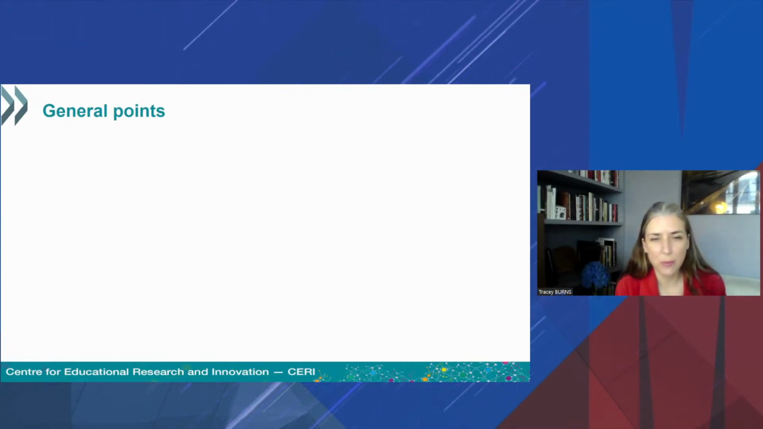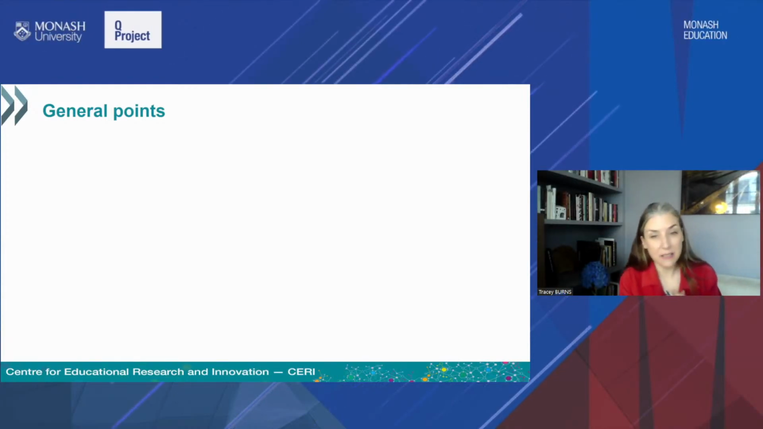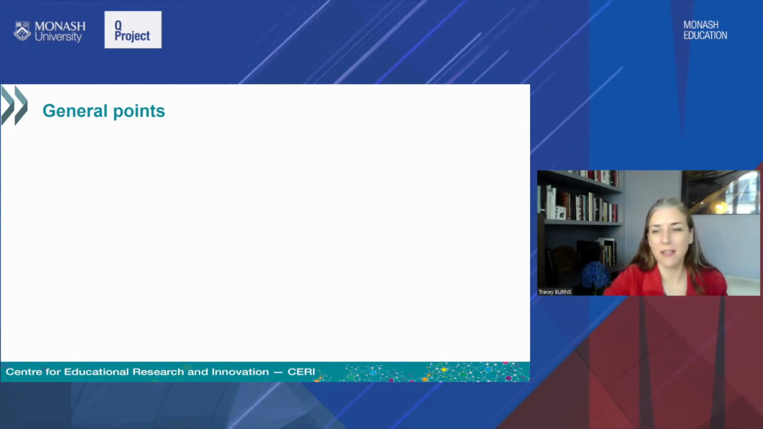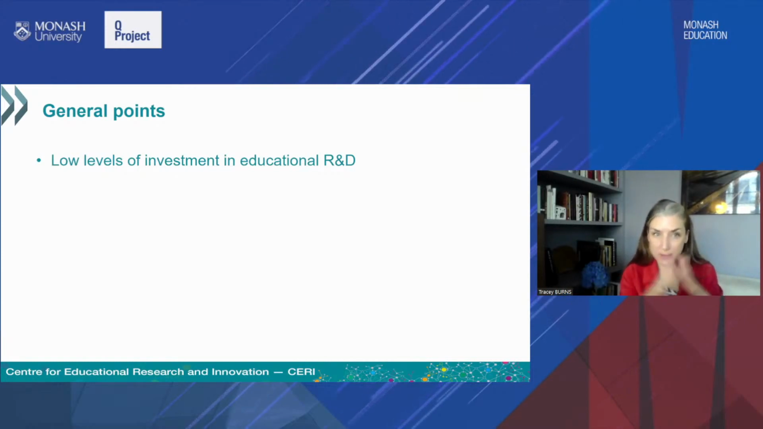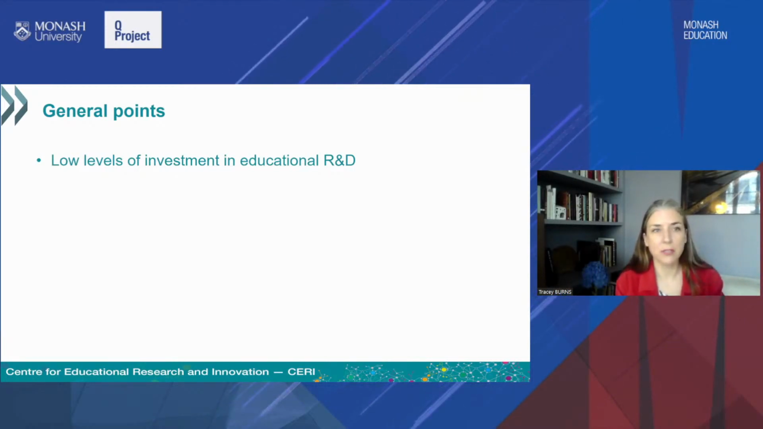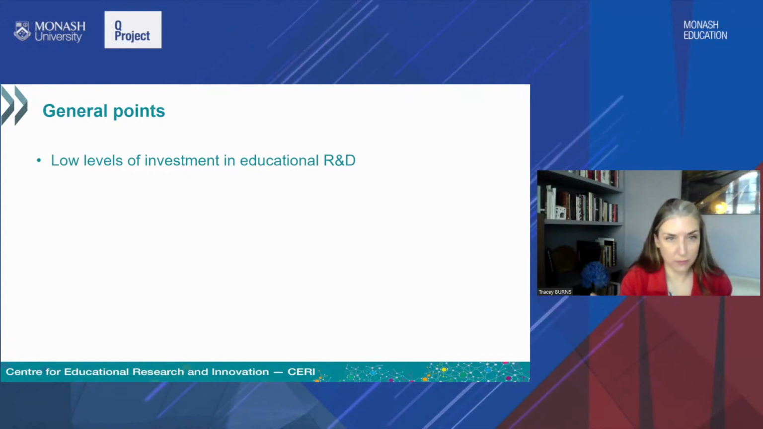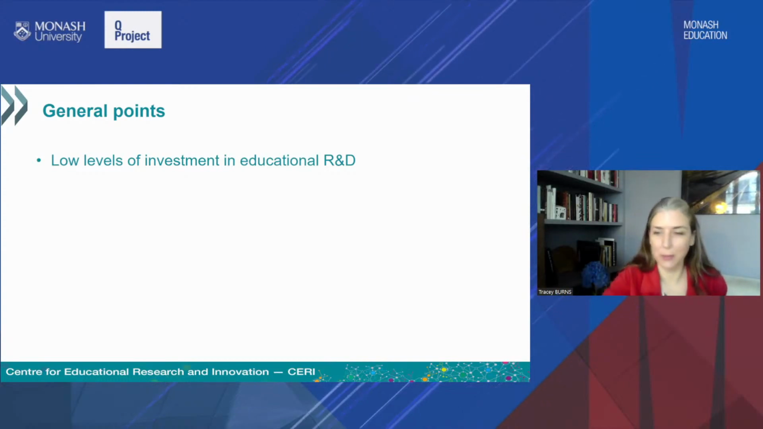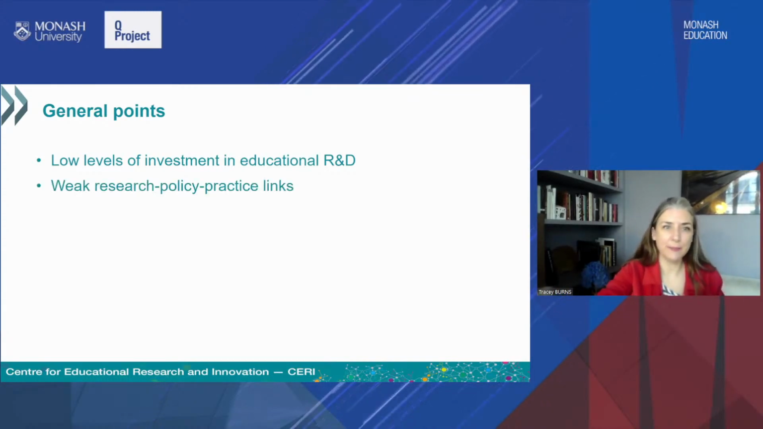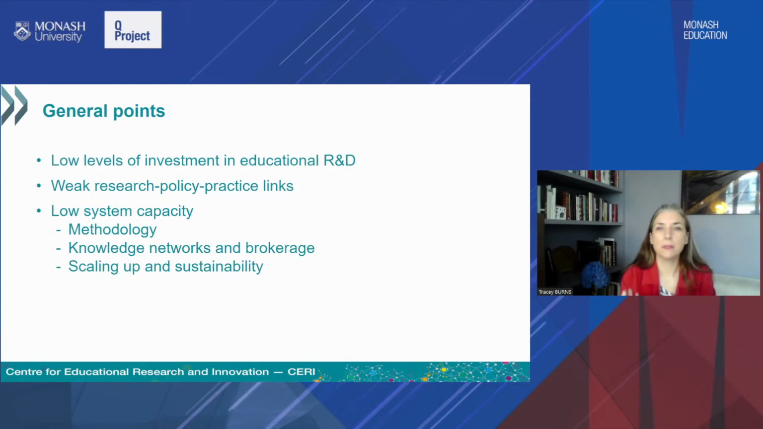In my center, we've been working on these issues of how to use research in policy and practice since the 90s, really. In 2007, we put out a book on this, and there were 3 general points around it. The first was that across the countries we were studying, there were on average low levels of investment in educational research and development. These are old general points, but I'm interested in how much this resonates currently with you. So: low levels of investment, weak research policy practice links, and low system capacity on average.